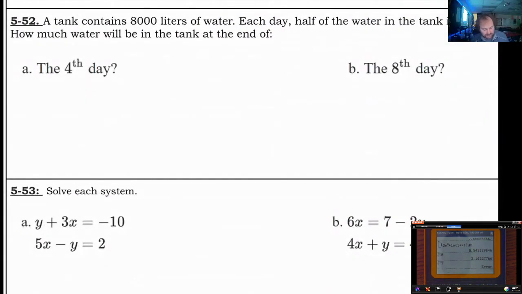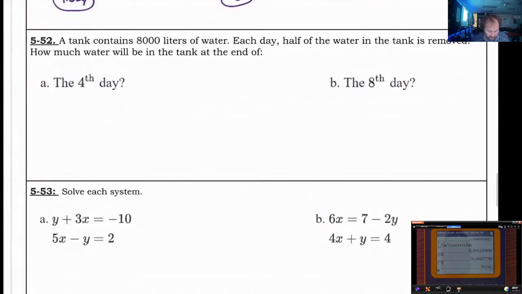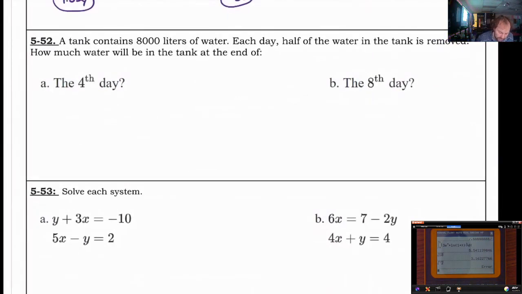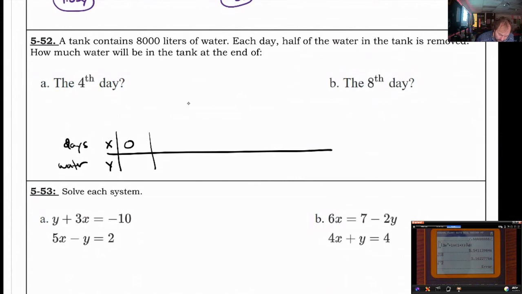Problem 52: a tank contains 8,000 liters of water. Each day, half the water in the tank is removed. How much water will be in the tank at the end of the 4th day and the 8th day? I think this is a good example of a problem that requires a table. Let's have x be the days that have gone by, and this will be the water. What's important is that when we start the problem, we have 8,000 liters of water. So 1, 2, 3, 4, 5, 6, 7, and 8.